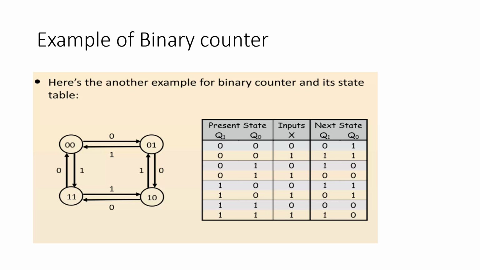If the present state is 11 and the input is 1, the next state will be 10. Here the least significant bit, that is Q0, changes for every clock pulse. Q1 changes for every 2 clock pulses. Suppose if there were Q2, Q2 will change for every 4 clock pulses. This property allows counters to divide the input clock frequency.